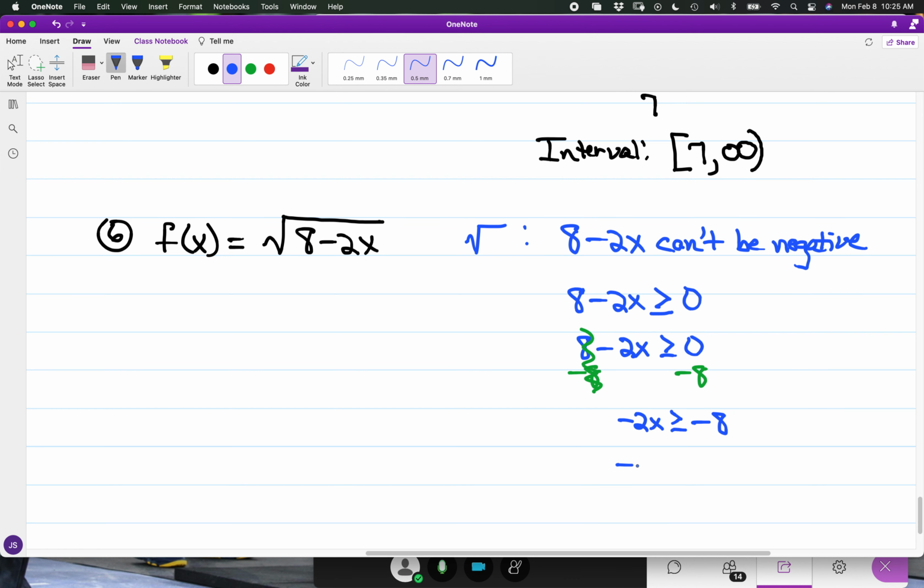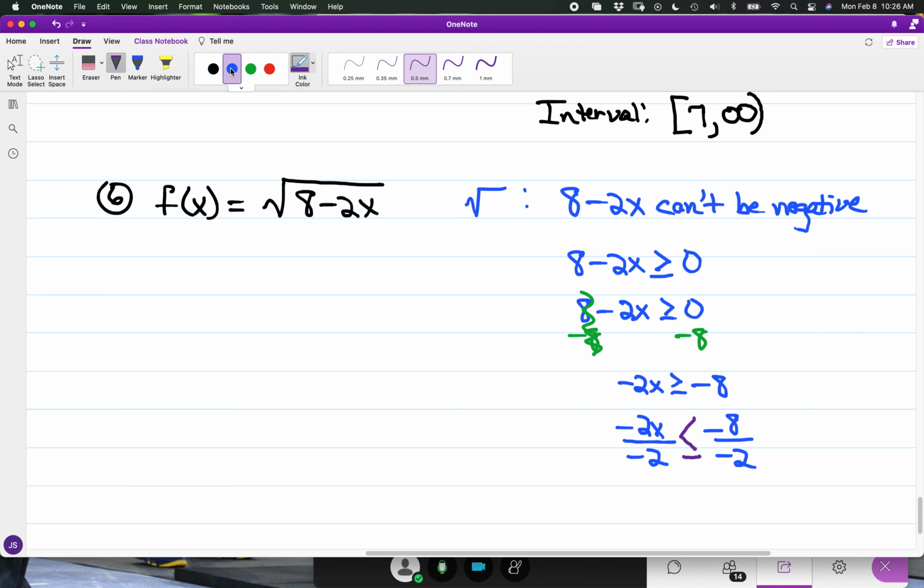And so we have another run-in with the inequalities. If you multiply or divide by a negative, the direction of the inequality is going to change. So we transition from greater than or equal to, to less than or equal to. And here negative 2x over negative 2 becomes x, and we have that x is less than or equal to 4.